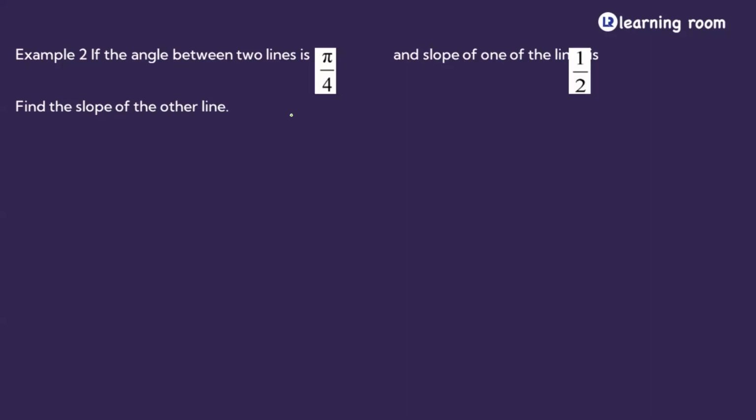So the next set of problems are based on the angle between two lines. If the angle between two lines is pi/4, what value have they given? Alpha is equal to pi/4. And the slope of one of the lines is half. We don't know which line it is. If I take M1 to be half, then what is going to be the slope of the other line? Then what is the value of M2? Is that clear? So let me do this and show. What is the formula for tan alpha?